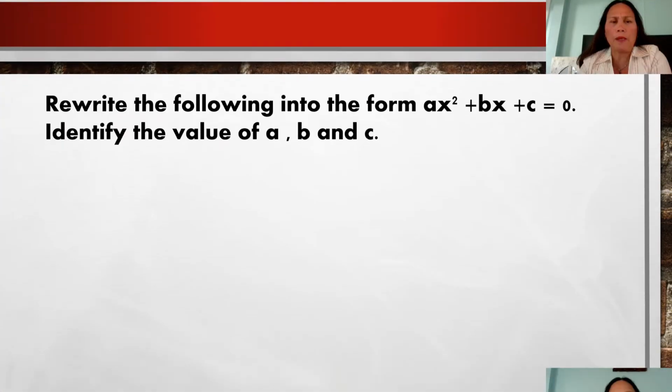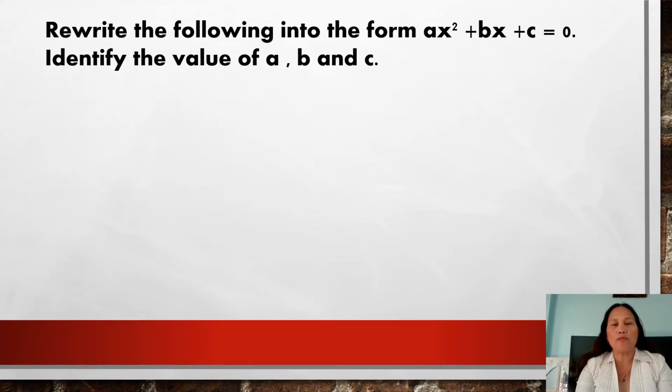Now let's rewrite the following into the form ax squared plus bx plus c is equal to 0, or what we call the standard form. And then, saka natin kunin yung value ng a, b, and c. Kailangan naka-rewrite muna siya kasi maapektuhan yung value ng a, b, and c pag hindi siya naka-standard form. Okay, in this example now, number 1, you notice, nasa standard form na siya. So agad-agad, pwede na natin makuha yung value ng a, b, and c.